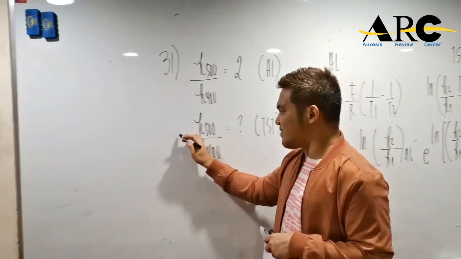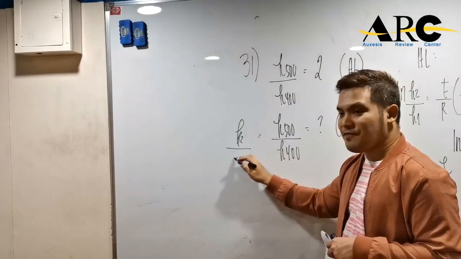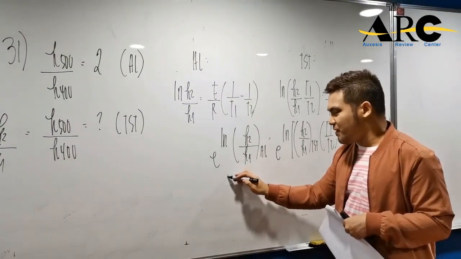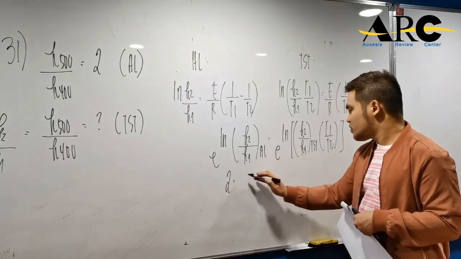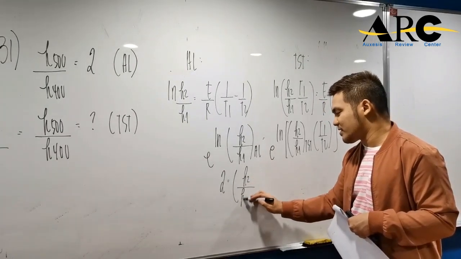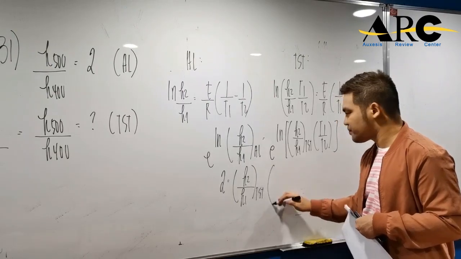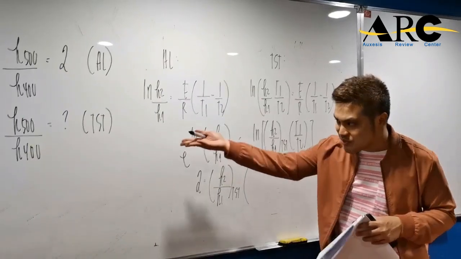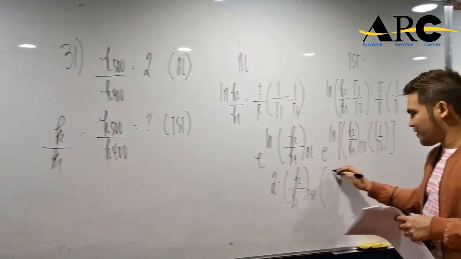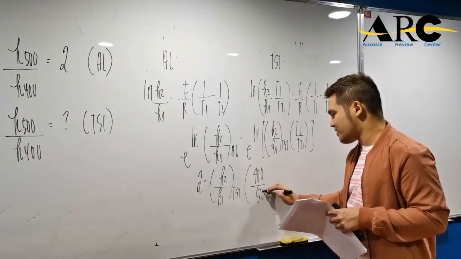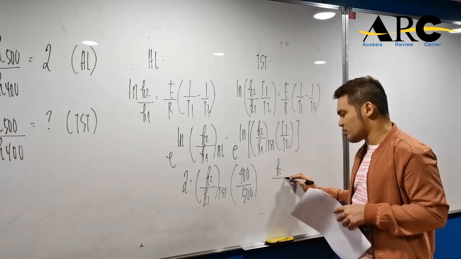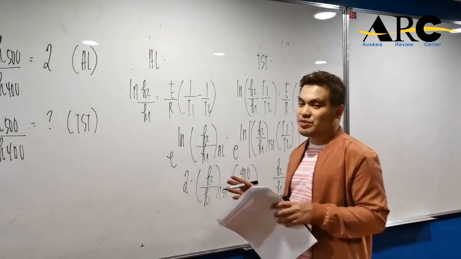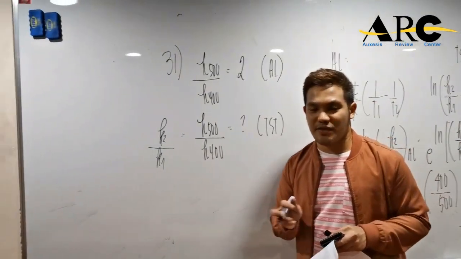Sabihin natin na yung 500 is K2. And yung 400 natin is K1. So, K2 over K1 ng Arrhenius law is 2. So, hinahanap K2 over K1 ng transition state theory. So, ang value ng T1 natin, ilan ba ang T1? So, based on, ang T1 natin is 400 at ang T2 is 500. So, meaning to say, yung ratio ng K2 over K1 is 2.5.